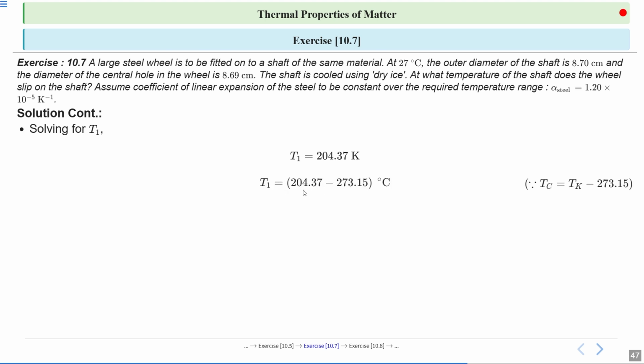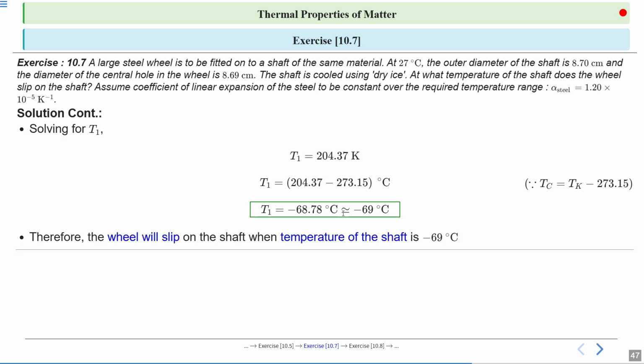In degrees Celsius, the relation between Kelvin scale and Celsius scale is Tc equal to Tk minus 273.15. So T1 equal to minus 68.78 degrees Celsius, or we can say approximately minus 69 degrees Celsius. Therefore, the wheel will slip on the shaft when the temperature of the shaft is minus 69 degrees Celsius.